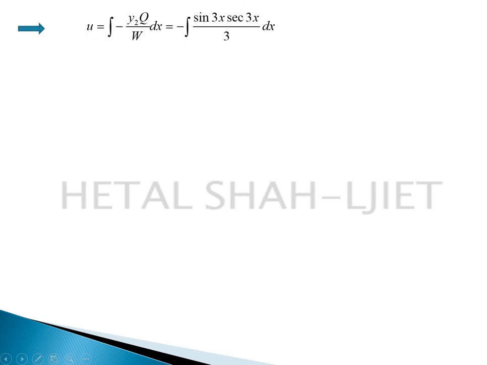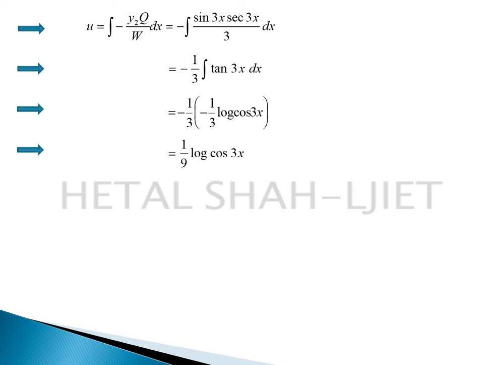So the formula for u is minus integral of y2 Q upon W dx. y2 is sin 3x. Q is the right hand side of the given equation, that is sec 3x by 3. By simplifying, we get sin upon sec, and sec is 1 upon cos. So sin upon cos is tan 3x, and the integration of tan 3x is minus 1/3 log cos 3x. By simplifying, we get 1 by 9 log cos 3x.